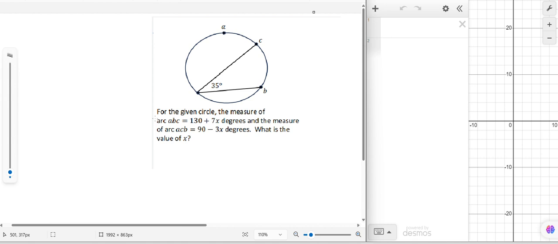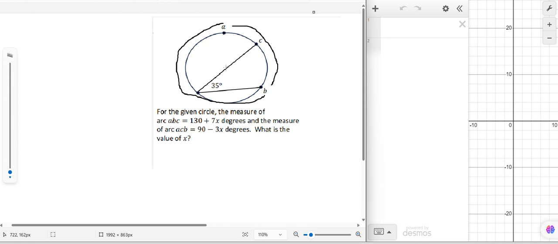In this question, we are given a circle, and the measure of arc ABC is given as 130 plus 7x in degrees, and the measure of arc ACB is given as 90 minus 3x in degrees. What is the value of x? For solving this type of question, we have to do a little bit of extra construction.